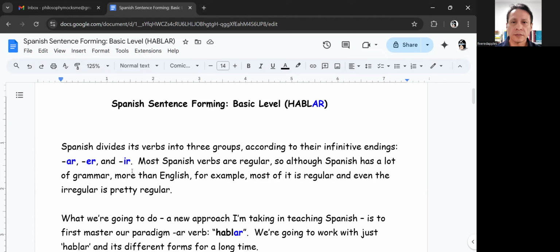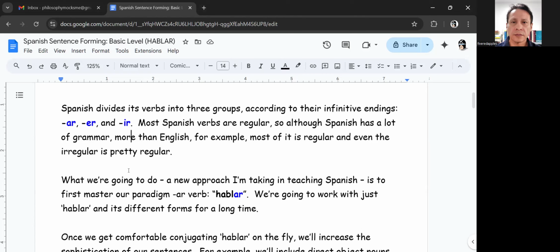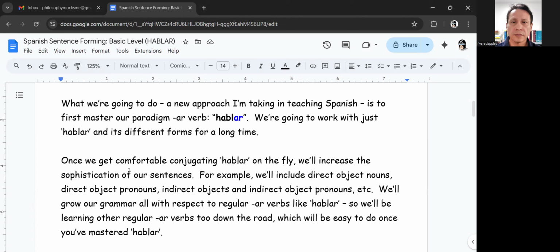Yes, Spanish has more grammar than English. We have more grammar rules, but Spanish is mostly regular. And even the things that are irregular in Spanish are mostly regular. You might have to make one small change or two small changes, but then everything else is going to match the other regular verbs, let's say. Okay, continue.